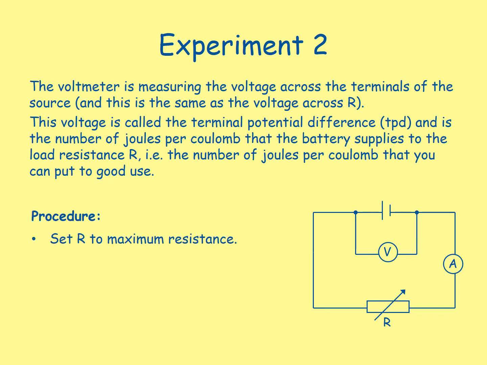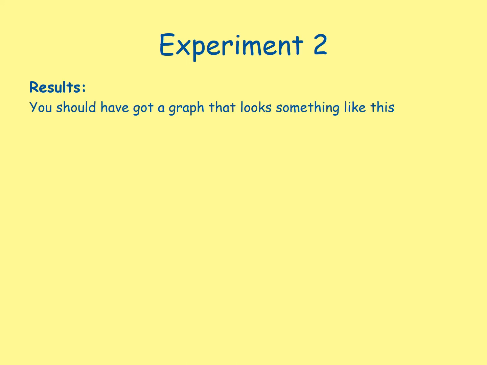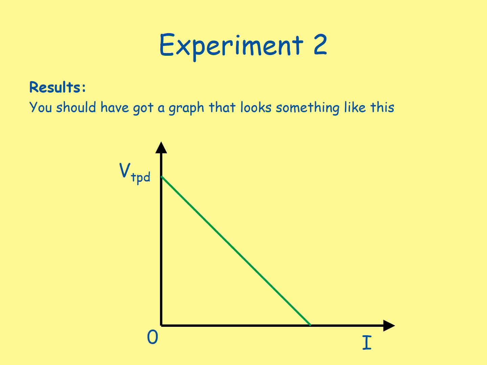First, you set R to its maximum resistance and decrease R in steps, noting the current and voltage readings each time. Then draw a graph of voltage against current. You should have got a graph that looks something like this. So what conclusions can we draw from this?